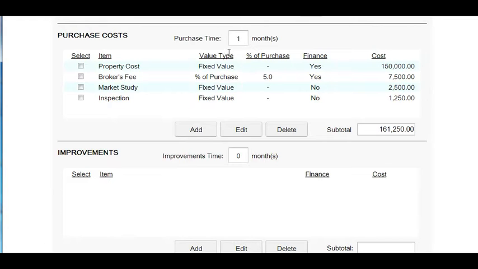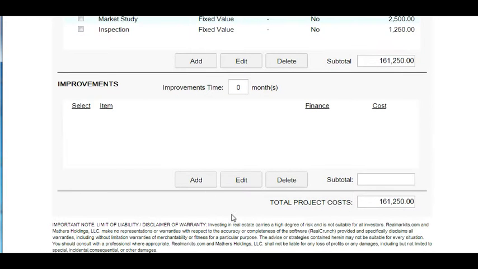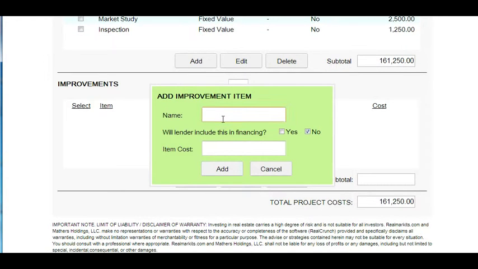Of course, we can change the purchase time. Fixed values below here are evenly distributed across the purchase time, whereas percent of purchase, which is the property costs, all occur at the same time, which is the actual closing of the property or the sale. Those occur in the last month. So here we got our subtotal, and let's add some improvements.